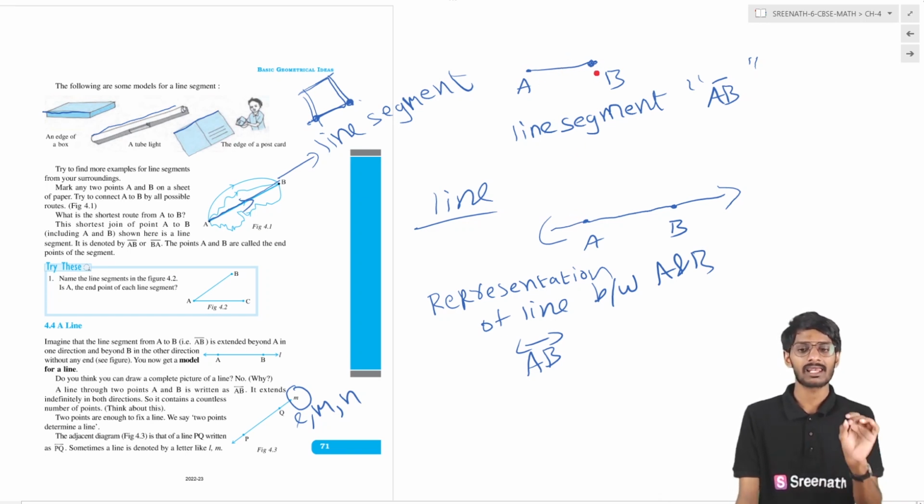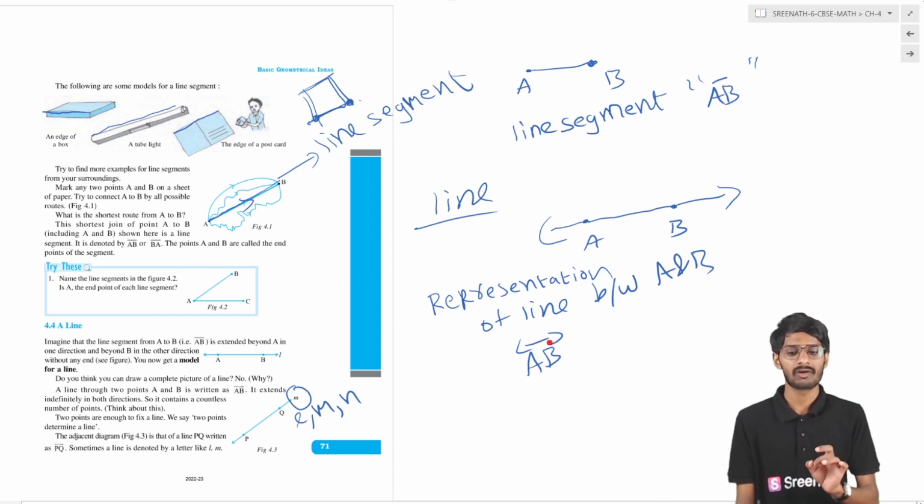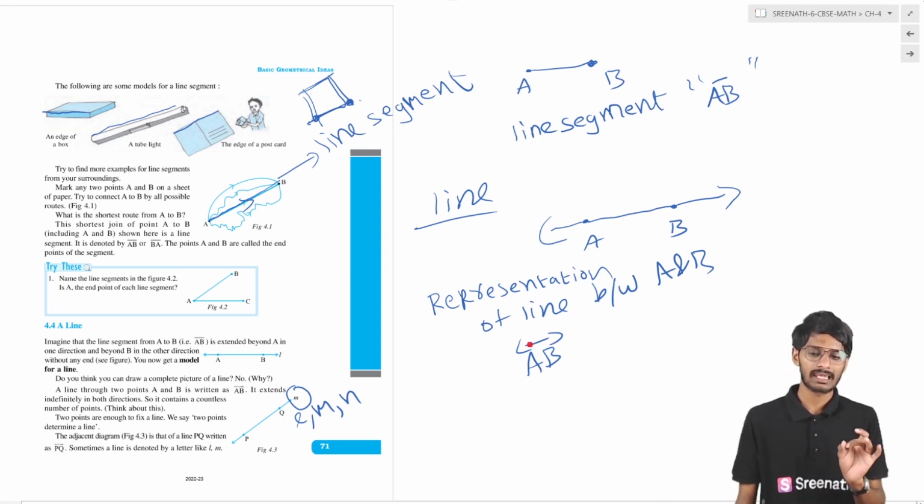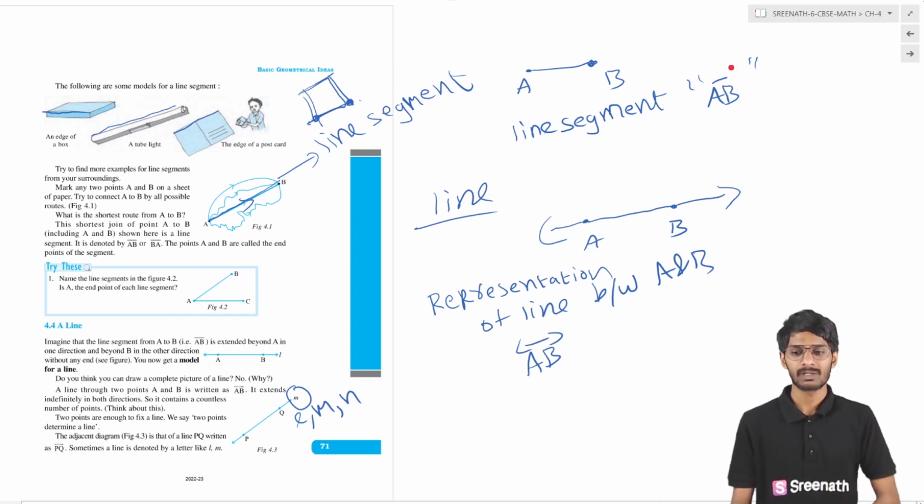For a line segment there are endpoints, but for a line there will be no endpoints, friends. While representing a line, we will represent it as AB. On the top you have to draw a line with two arrows, but for a line segment you have to draw like this only, students. Okay, and we will name line segments.